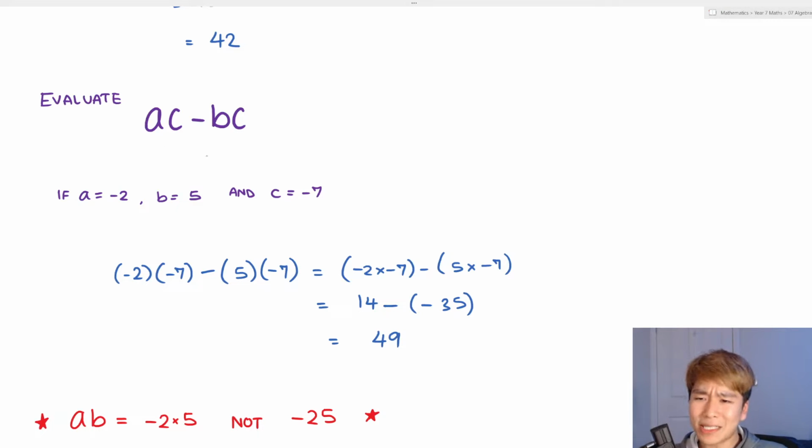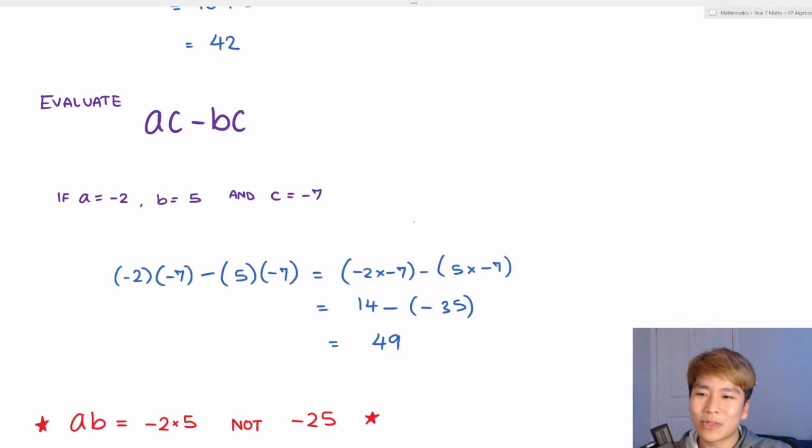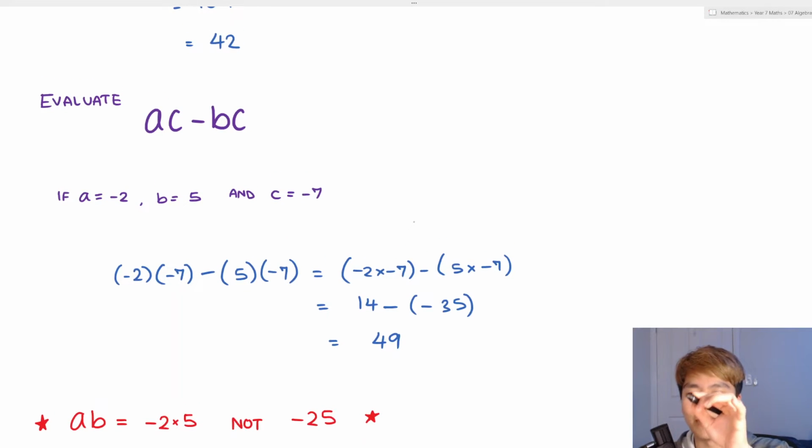Okay, so this is on the harder side, because it requires you to understand your knowledge of negative numbers. But essentially what we're doing is we're just plugging in numbers. We just say A equals -2, and so on. And then what does that end up equaling in the end?